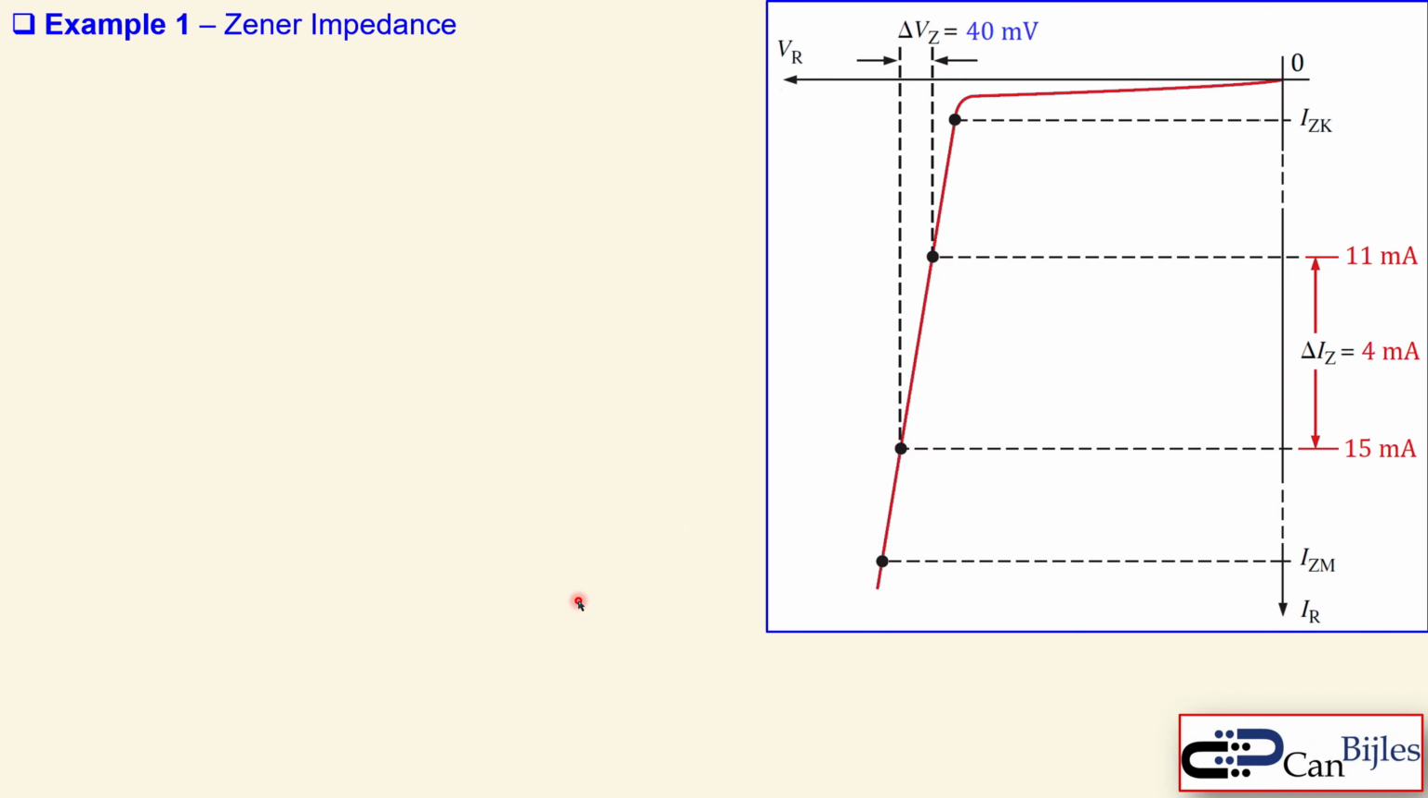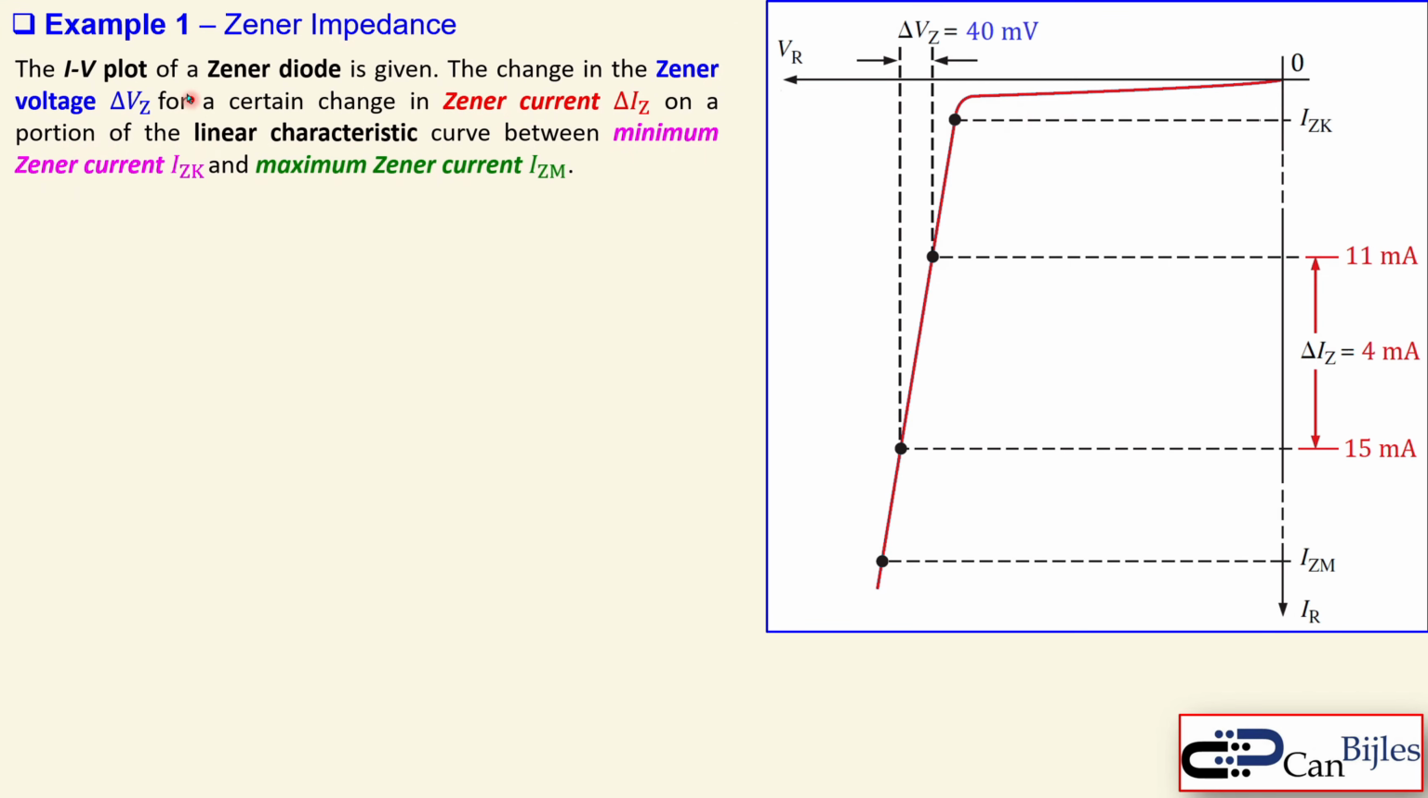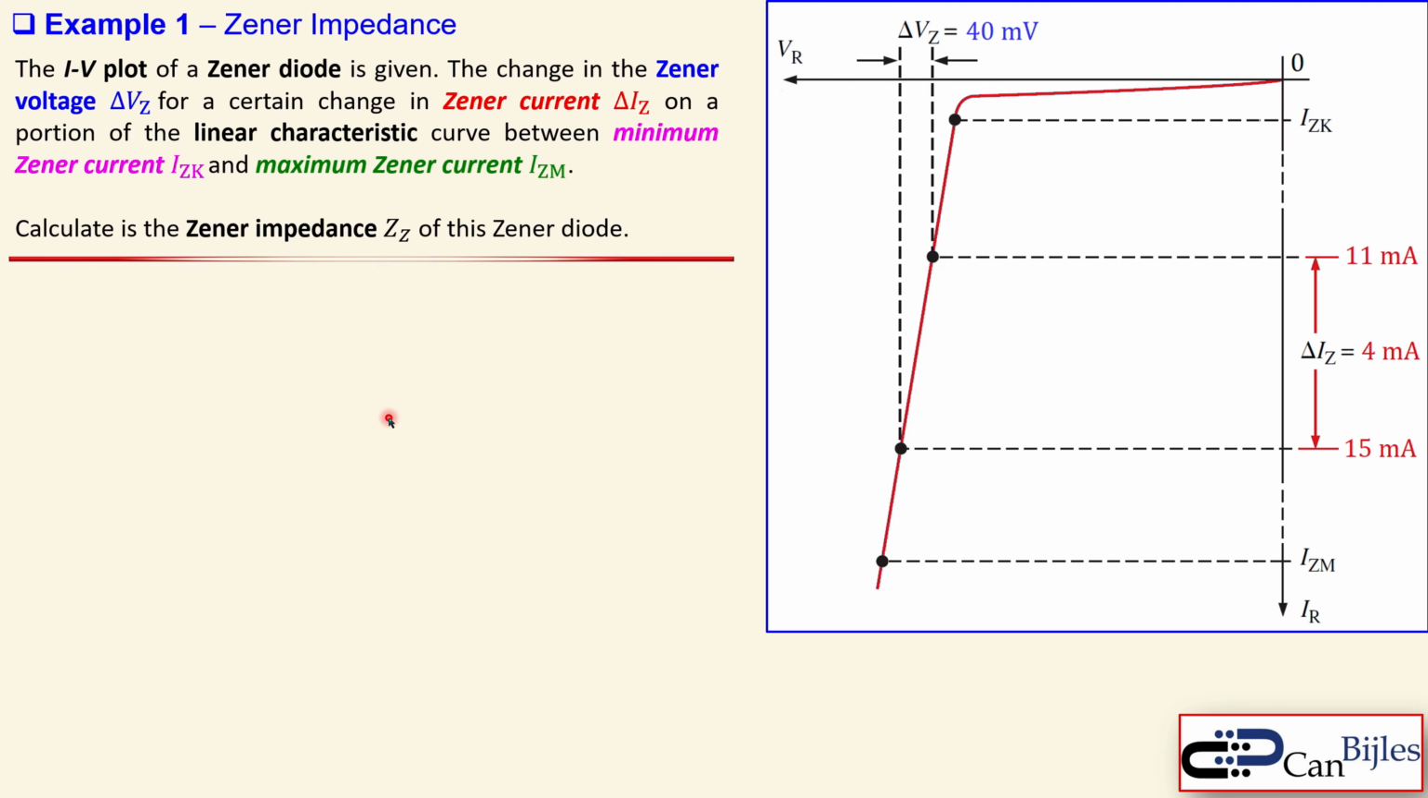Let's look at an example. Always handy to illustrate the concept, so what is really happening. We have now this IV plot of the Zener diode given, and the change in the Zener voltage, and also the change in the Zener current is given. You can see that in the plot. Now we want to have, looking at this graph, the Zener impedance. So that is really important, and let's discuss this. Let's calculate how we do that.